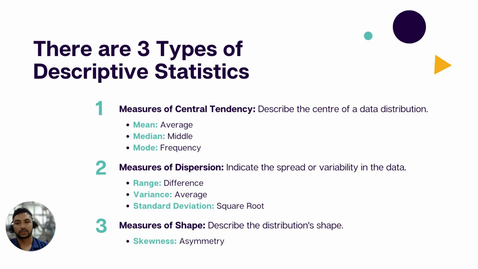Our next bucket is measures of dispersion. This indicates the spread of the data, and these metrics show us how much variation exists around the central values. This helps identify inconsistencies or instability in customer behaviors. We have the range, which is just the difference between the highest and lowest values.